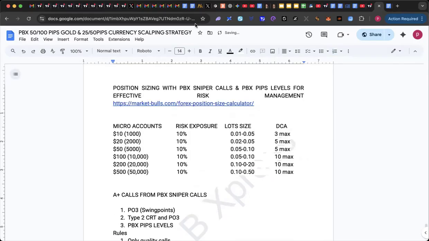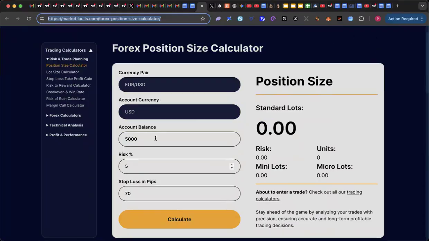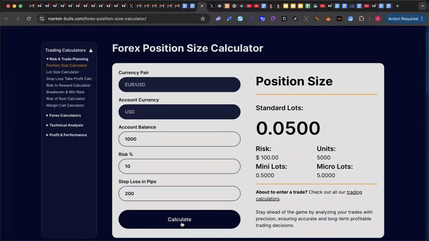When you go to this website, let's work with somebody that is trading with $10. That means your cent is 1,000. How much are we risking on 1,000? 10%. How much is the stop loss? 200 pips, right? So let's calculate. The highest you can use is 0.05 for this particular trade.